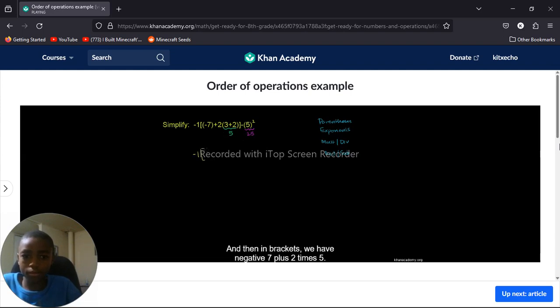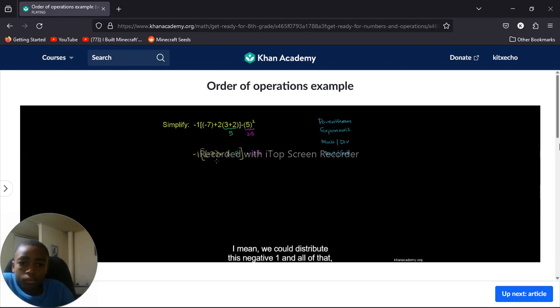So this whole thing will simplify to negative 1, and then in brackets, we have negative 7 plus 2 times 5, and then close brackets, minus 25. Now, we want to do multiplication. You could say, hey, wait, I still have a parentheses here, why don't I do that first? But when you just evaluate what's inside of this parentheses, you just get a negative 7. It doesn't really change anything. So we can just leave this here as a negative 7.